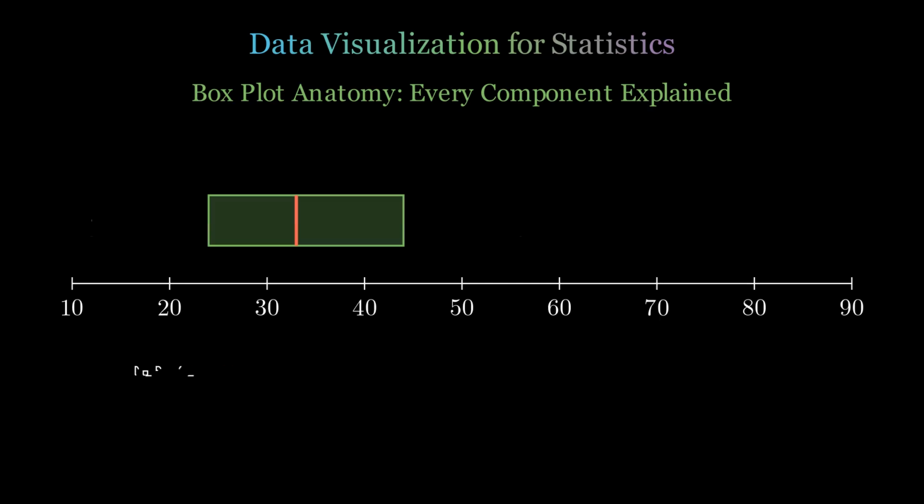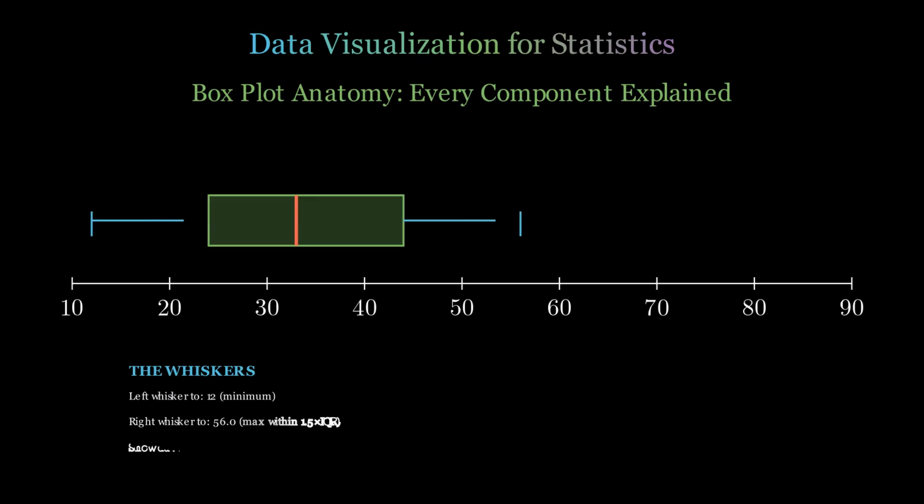The whiskers extend from the box edges to show the data's range, but with important limits. The left whisker reaches to 12, the minimum value in our data. The right whisker extends to 56.0, which is the maximum value that falls within 1.5 times the IQR from Q3. Whiskers don't necessarily go to the absolute maximum if there are outliers. This 1.5 times IQR rule is the standard outlier detection method. The whiskers show you the range of normal variation in your data.